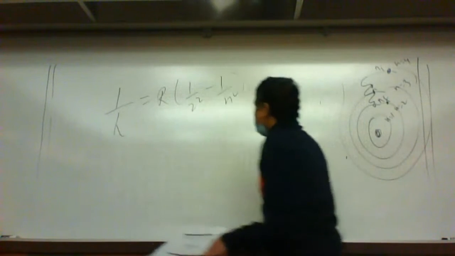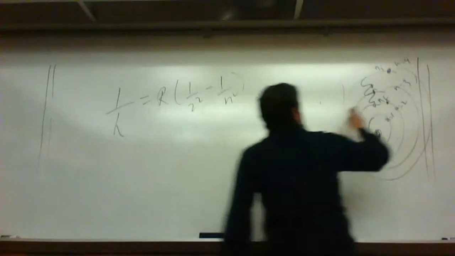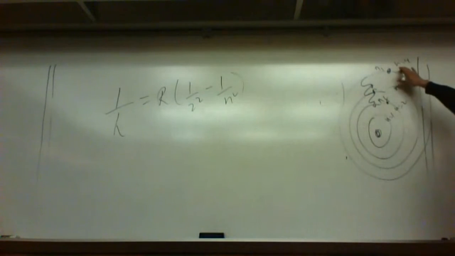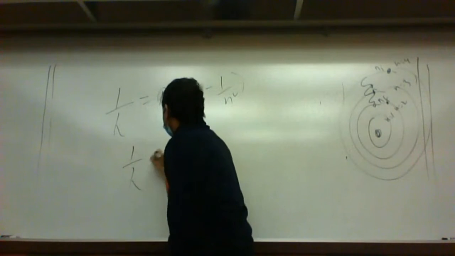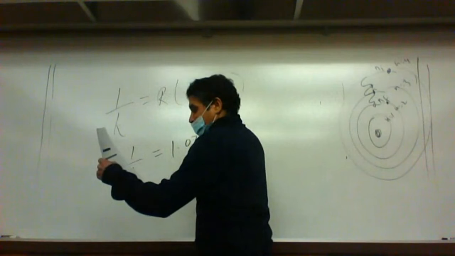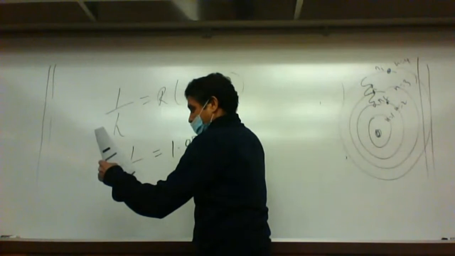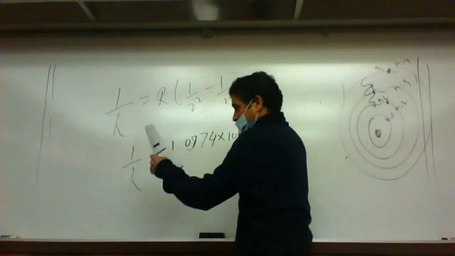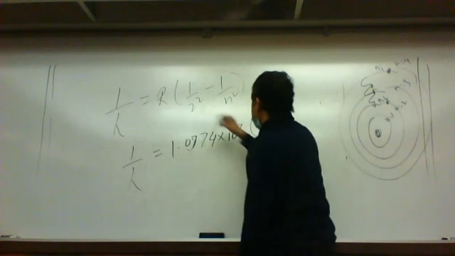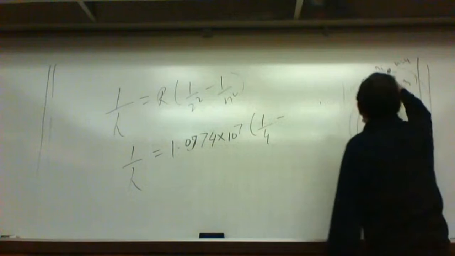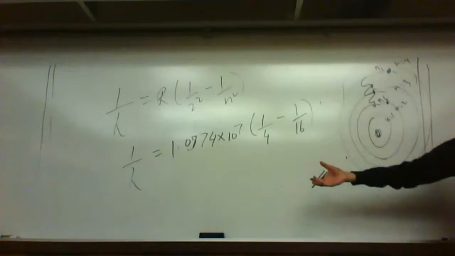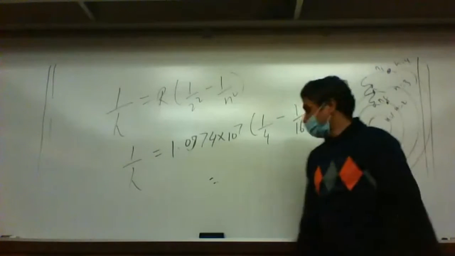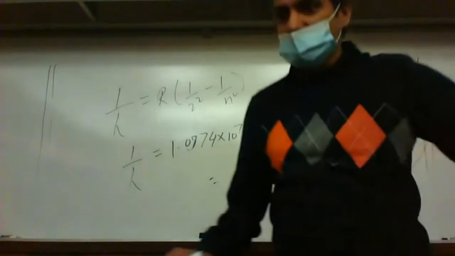What is the wavelength of this light when the electron jumps from 4 to 2? So you want to calculate the wavelength: 1 by lambda, and R is 1.0974 × 10^7, then 1 by 2 squared will be 1 by 4, and 1 by n squared, with n being 4, will be 1 by 16. If you do this also, the lambda you would get is about 400-something. If you do that also, you will get the same value.